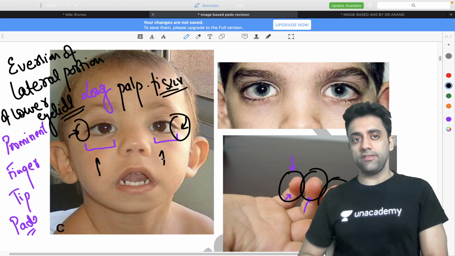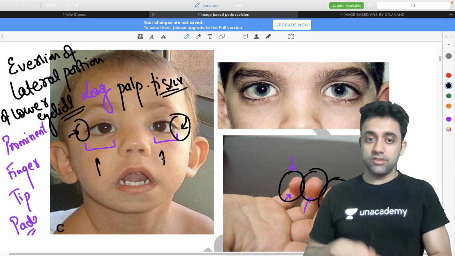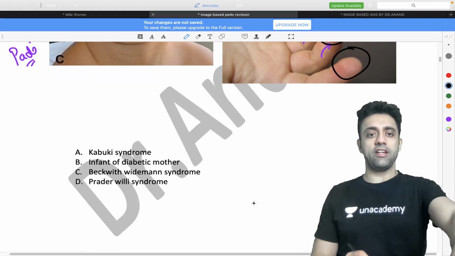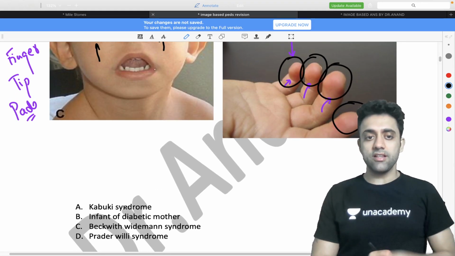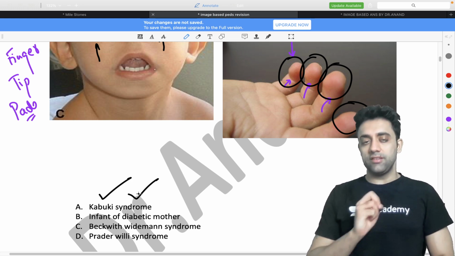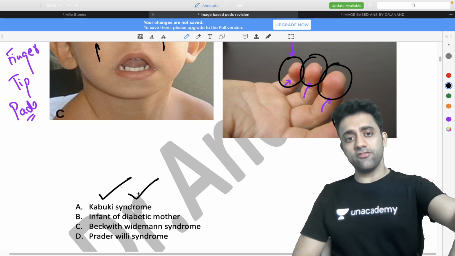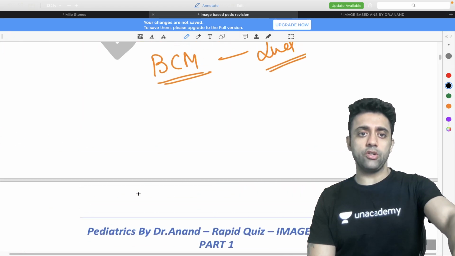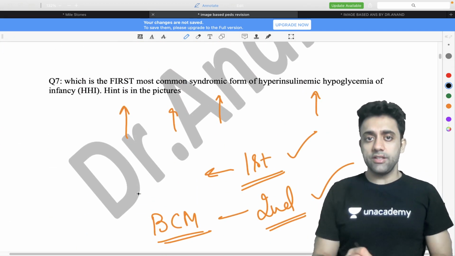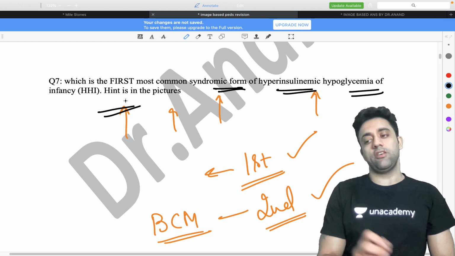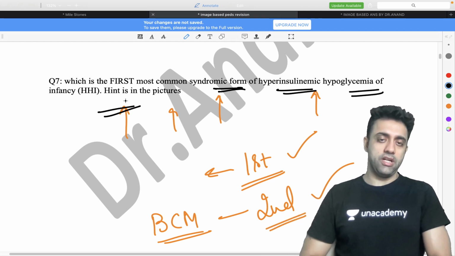There is eversion of the lateral portion of the lower eyelids. So the options are Kabuki syndrome, infant of diabetic mother, and Beckwith-Wiedemann syndrome. The answer is Kabuki syndrome. Kabuki syndrome is the first most common syndromic form of hyperinsulinemic hypoglycemia of infancy.